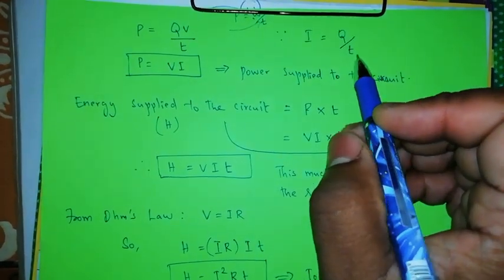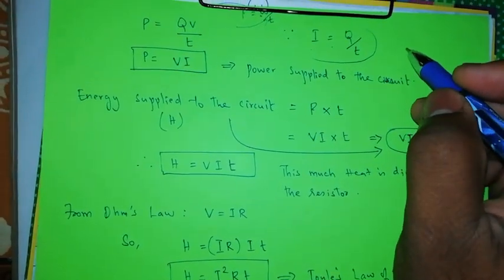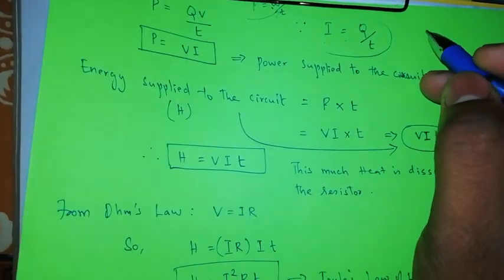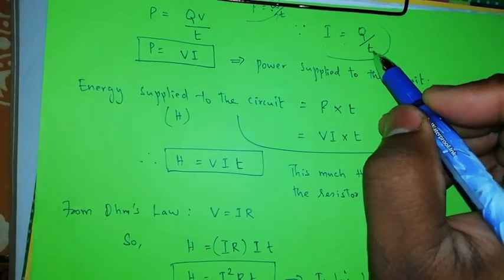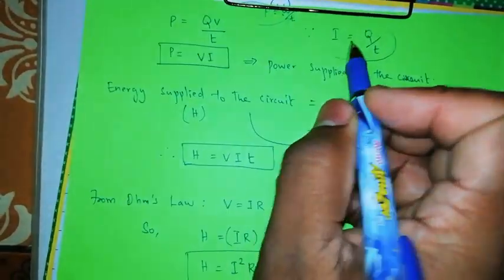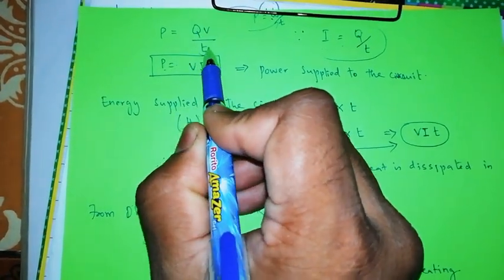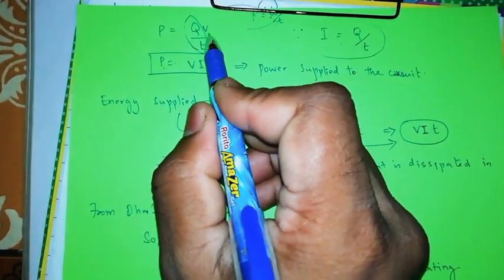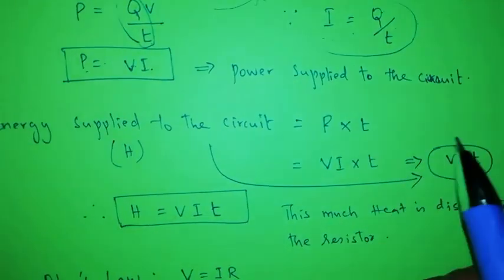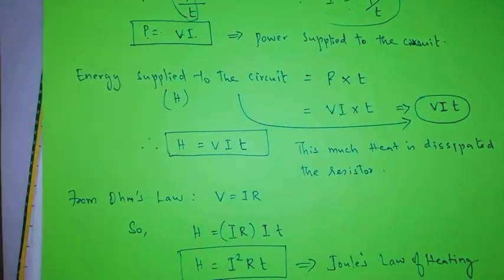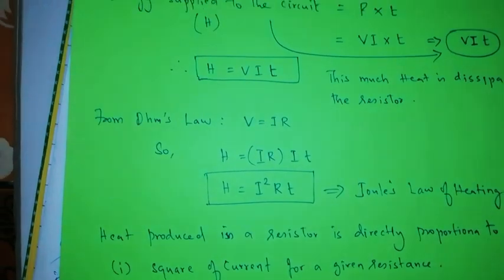As we know already, I is equal to Q by T. Where did we learn this I is equal to Q by T? I want you to turn to your book and find it. Yes, the current is equal to the charge upon time, right? So substitute this in this equation. We get P is equal to, Q by T, here we are substituting as I. So it comes VI. So P is equal to VI. So this much power is supplied to the circuit, in this circuit.